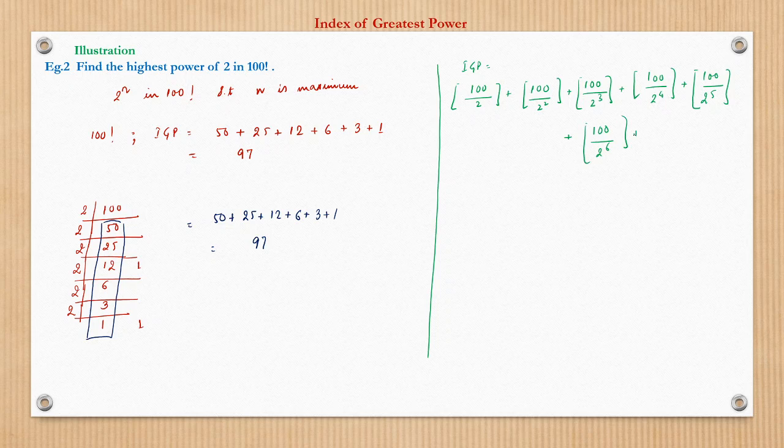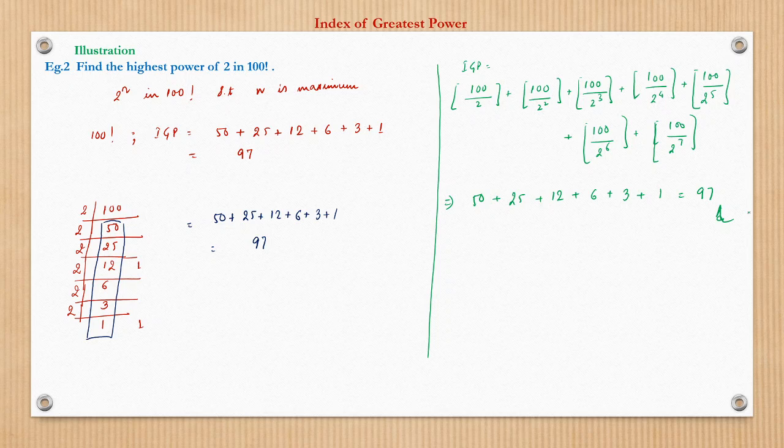Now there's no point going further. I mean we can go, but 100 by 2 to the 7, 2 raised to power 7 is 128. So 100 when divided by 128 will give a quotient of 0. So that is immaterial to going forward. So now 100 by 2 is 50, 100 by 4 is 25, 100 by 8 is 12. I mean we have to take the greatest integer function. 100 by 16 is 6, 100 by 32 is 3, 100 by 64 is 1. So from here we get 97 as the answer.